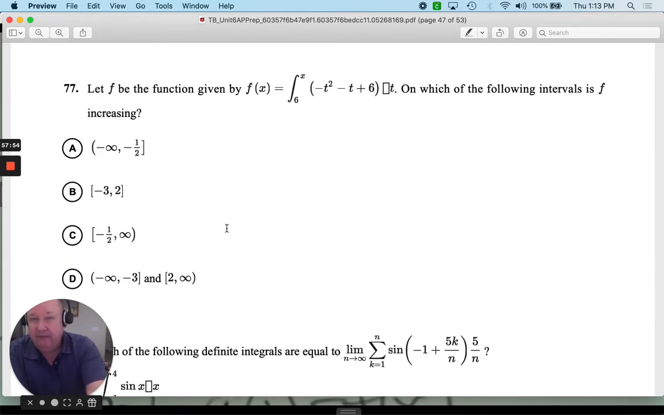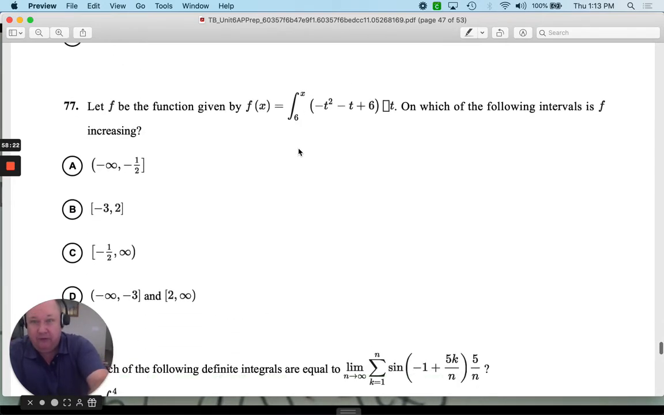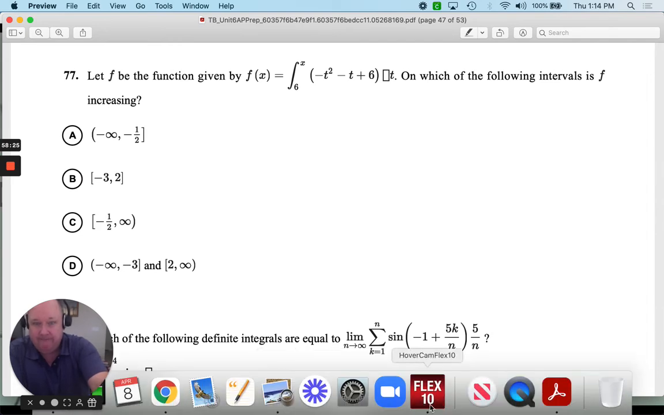Number 77. Let f be this function. Notice the form again. So take the derivative. Any constant. It's just a substitution question. So again, the derivative of f is negative x squared. So the derivative of f is negative x squared minus x plus 6. That's the derivative. That's called the fundamental theorem of calculus.